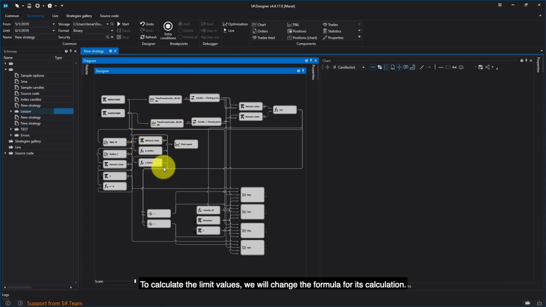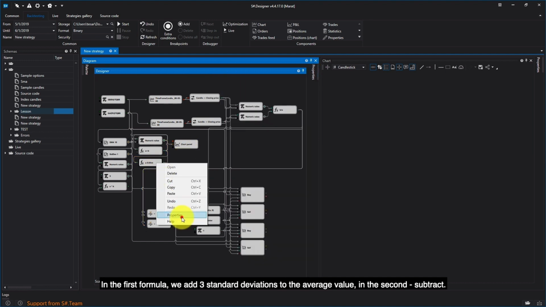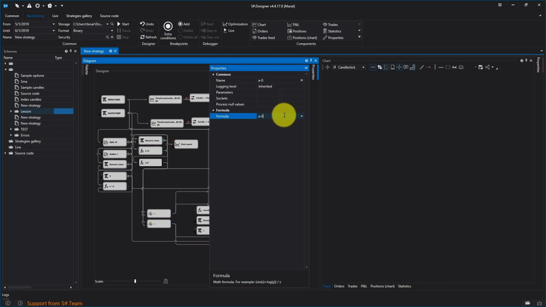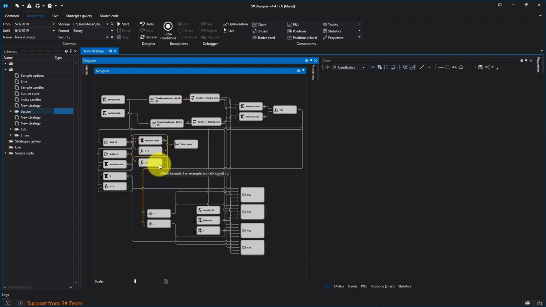To calculate the limit values, we will change the formula for its calculation. In the first formula, we add 3 standard deviations to the average value. In the second, subtract. Now, one cube calculates and passes a value that is greater by 3 standard deviations. The second is 3 standard deviations less.